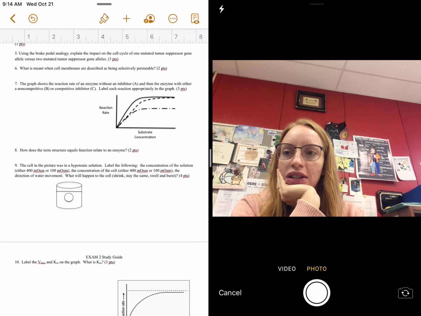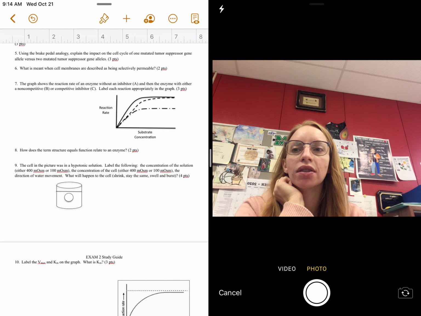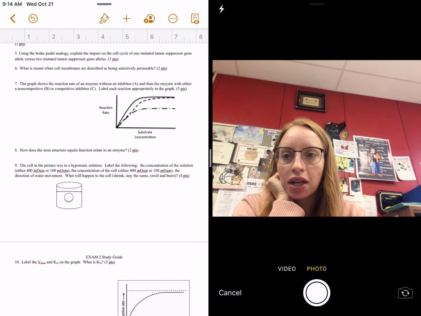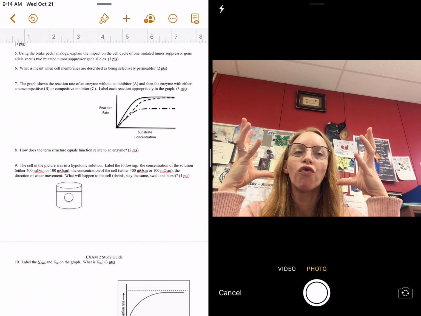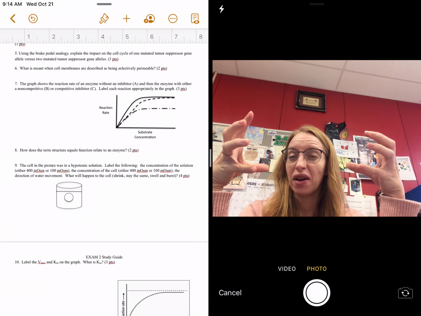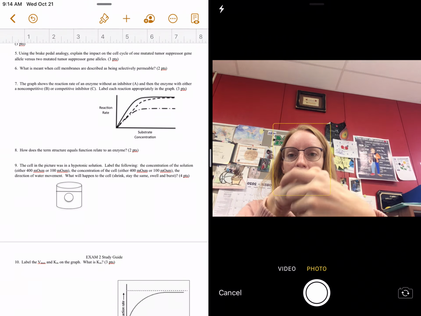And then you need to tell the direction of water movement and what will happen to the cell. Will it swell, shrink, or burst? Swell means it'll burst, shrink, or it'll stay the same. So if it's hypotonic, I'm not going to give you the answer, I'm going to make you think about it, but if it's hypotonic, that means there's more free water outside and less stuff outside. And then inside the cell, there would be less free water and more stuff. So the water movement will always go from where there is less free water... to where there is more free water until equilibrium is reached.